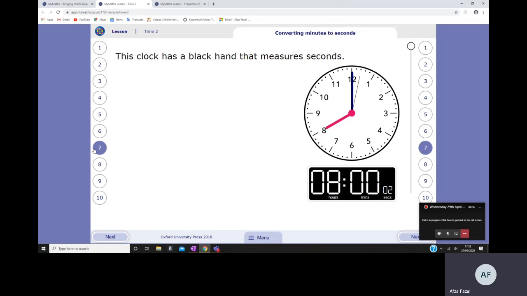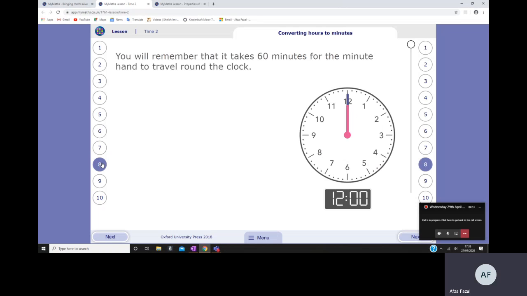This clock has a black hand that measures seconds. So as you can see the black hand moving, the seconds are being counted. Remember, in 1 minute we have 60 seconds. These are just your basic facts. So you've got to remember when we're working out time and working out time calculations. This is what will always help you. You'll remember that it takes 60 minutes for the minute hand to travel around the clock. So in 1 hour there are 60 minutes.